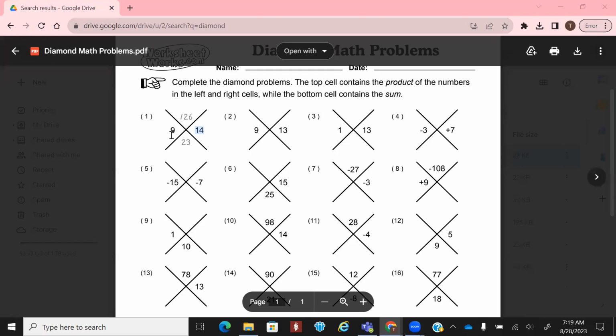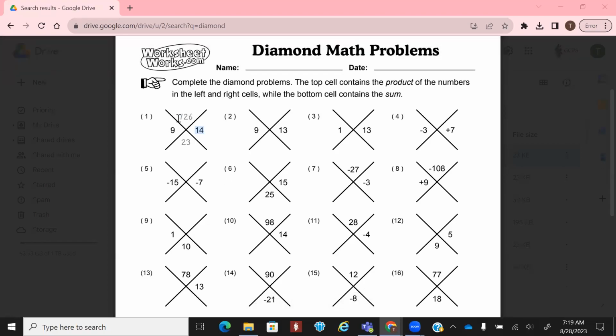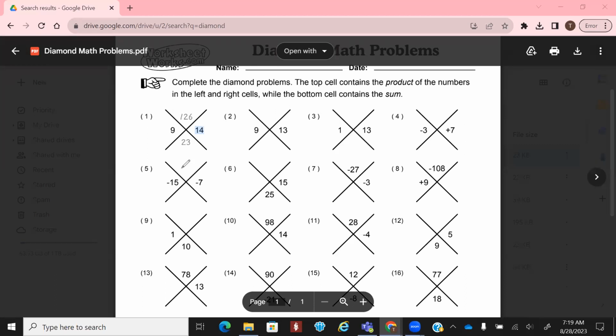All right, so on here we did 9 times 14, that gave us 126. And then we did 9 plus 14, that gives me 23. Okay, so on number 5, what's negative 15 times negative 7? And then if I take negative 15 plus negative 7, what do I get? Negative 22.